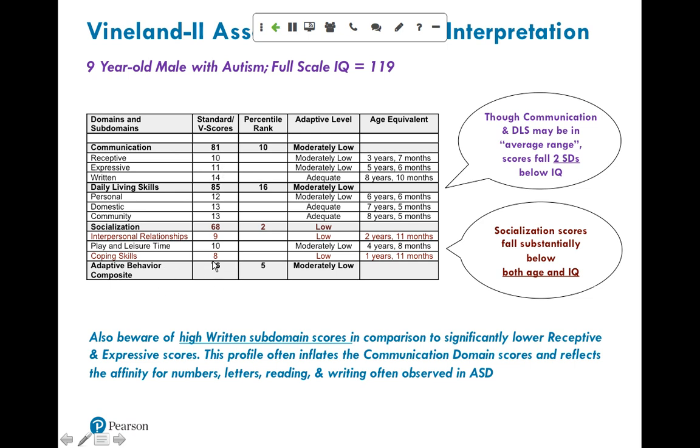And then the adaptive composite of 76, again, I usually don't pay too much attention to an overall score when there's that much variability in a profile. So you want to make sure that you are identifying these significant weaknesses and the discrepancies, not only to age, but to IQ and even between the domains.